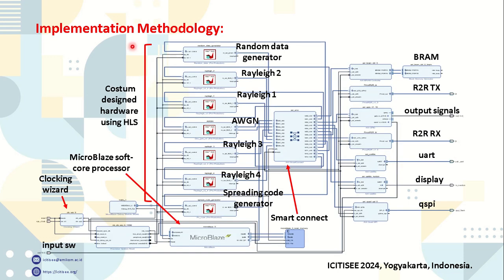Implementation methodology. Here we can see the block-based design on the Vivado platform. Here we can see the custom designed hardware using HLS, the MicroBlaze soft core processor, and the other hardware used in the implementation. After completing the block-based design, synthesis, implementation, and bitstream generation were carried out, and the configuration is downloaded to the FPGA board. Then, the MicroBlaze is programmed using the Vitis platform to implement the required algorithm.